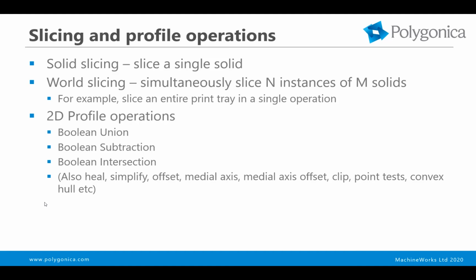Polygonica also has a wide array of 2D profile operations. These are really intended for things like generating hatch and infill for build processes. But they're also pretty useful in this case, so we're going to use the 2D Boolean operations pretty heavily in this demo.